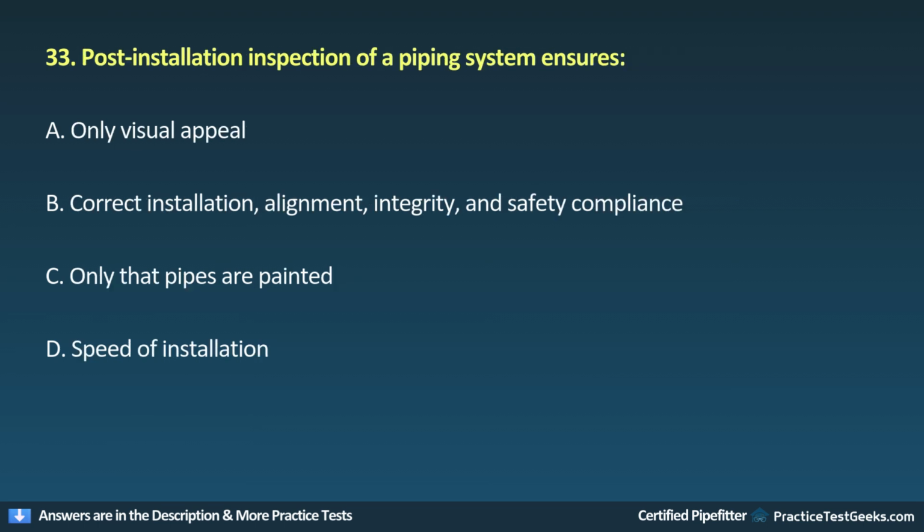33. Post-installation inspection of a piping system ensures: A. Only visual appeal. B. Correct installation, alignment, integrity, and safety compliance. C. Only that pipes are painted. D. Speed of installation.